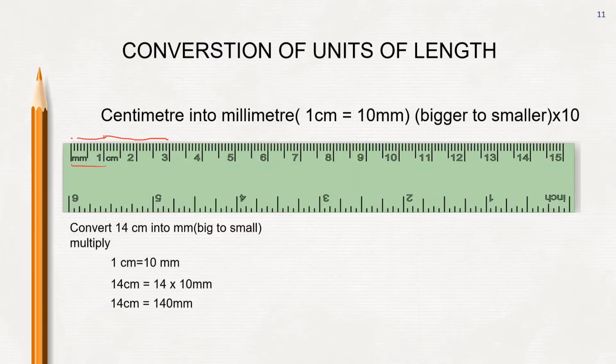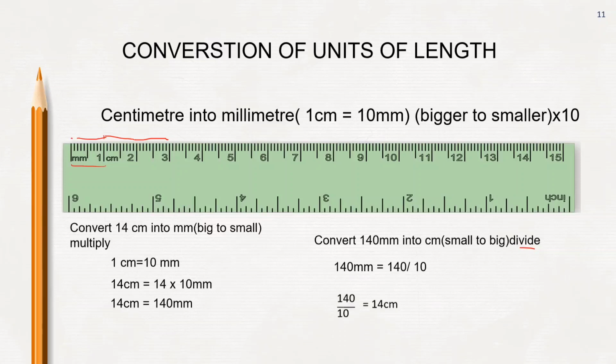140 millimeters. The same way, if you have to convert from millimeter to centimeter, what do you have to do? Millimeter is the smaller unit, right? And you have to convert it into the bigger unit. So we'll have to divide. So 140 millimeter is equal to 140 divided by 10. When you divide 140 by 10, you will get the answer as 14.